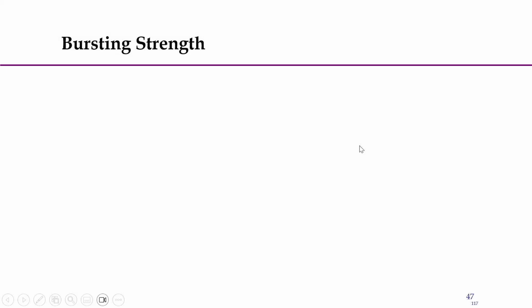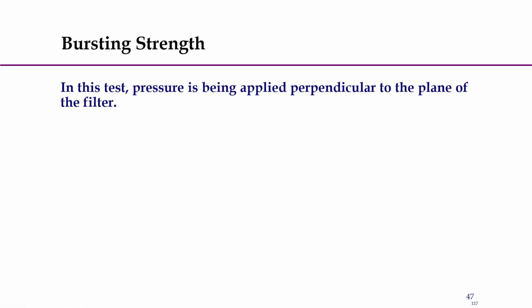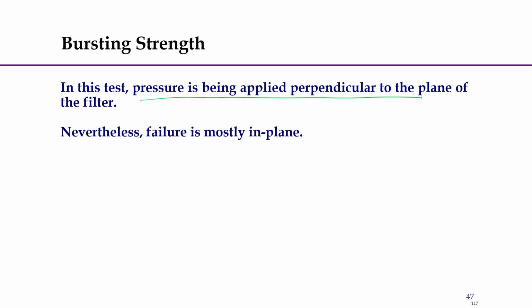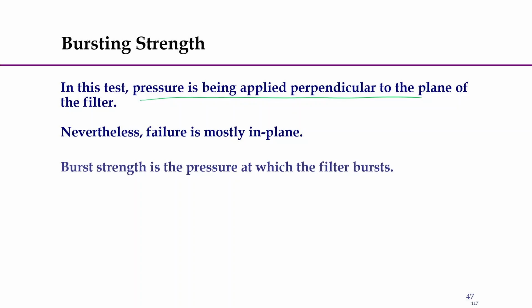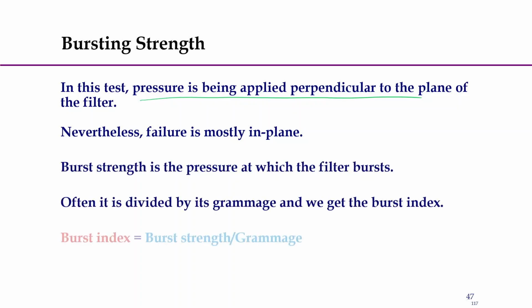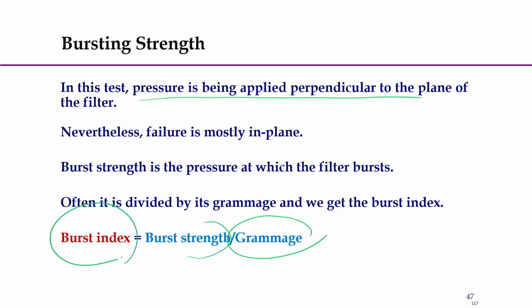Bursting strength is also important. Here, perpendicular pressure is being applied. When we divide the bursting strength by the grammage, that is mass per unit area, we get the burst index. That means the higher the grammage, the higher the bursting strength will definitely be. So, we can calculate the burst index by the ratio.